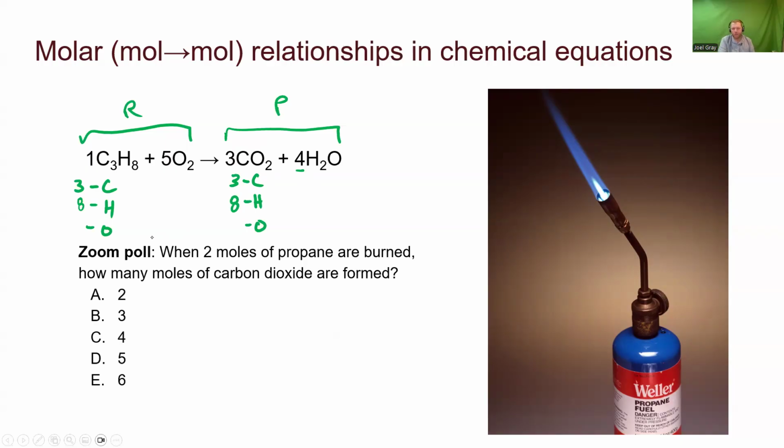Last but not least, how many oxygens do we have on the product side? I switched it. I went with products instead of reactants first. Does that matter in a balanced chemical reaction? No, it doesn't. I've got 10 reactant oxygens and 10 product oxygens.